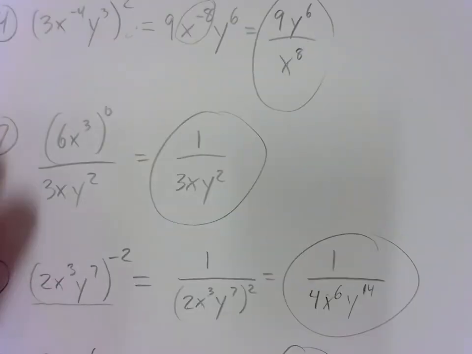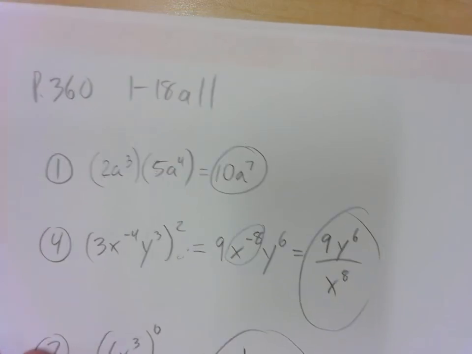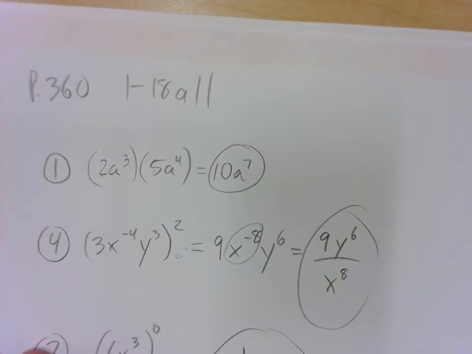So go ahead and start working on 360, 1 to 18, and we did the left-hand column, so that leaves you the middle column and the right-hand column.